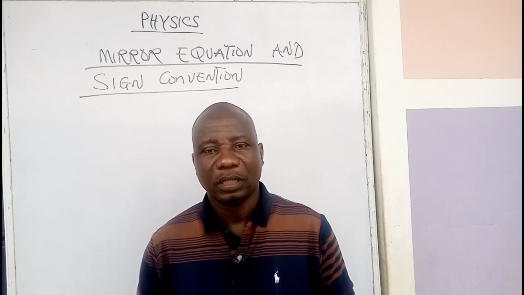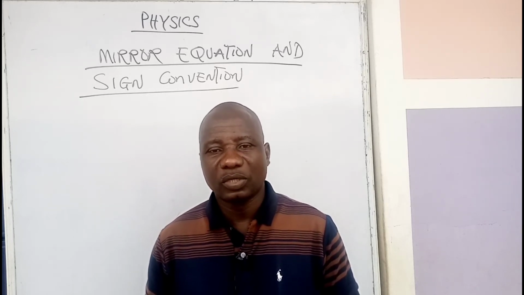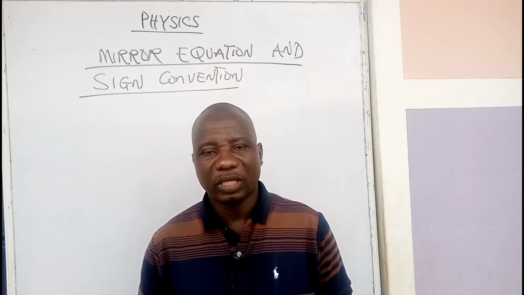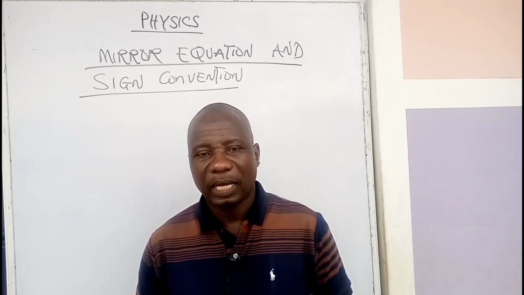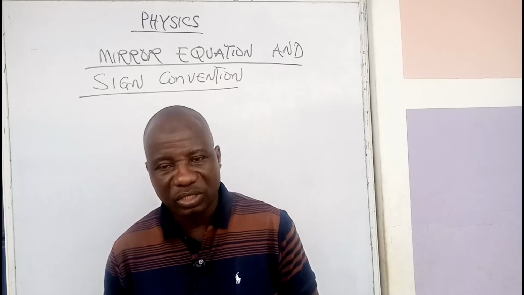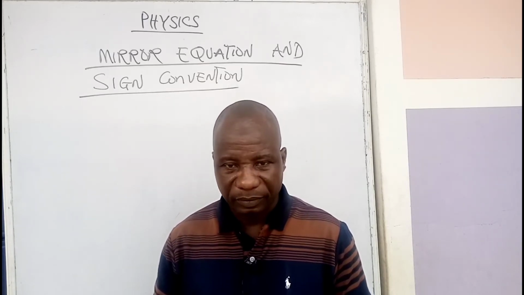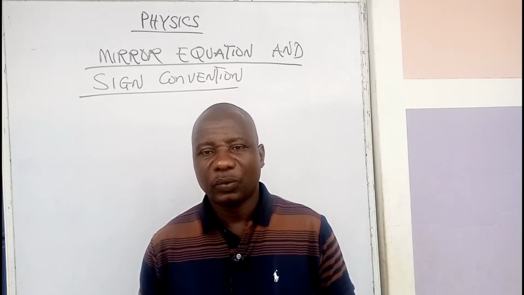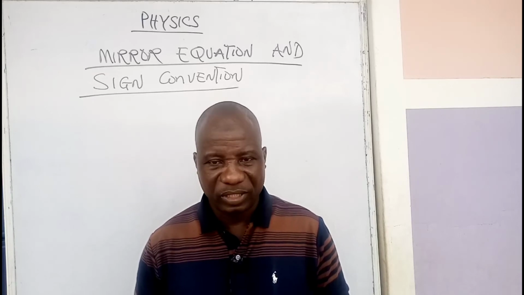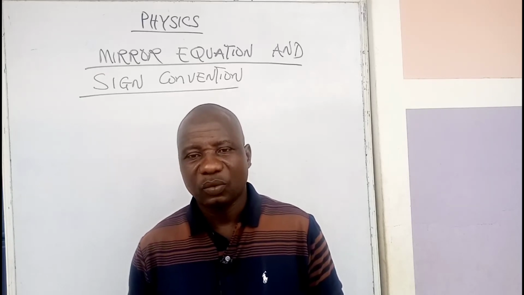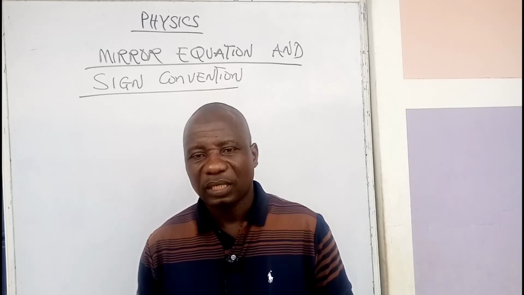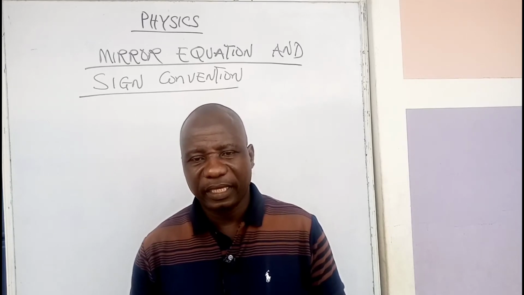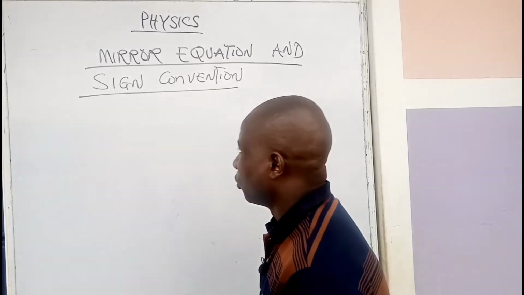In today's class, we want to continue from our last episode where we started talking about mirror and where we went further to discuss about the ray diagram. And we said in the ray diagram we have the application where we use the ray diagram to solve some questions. Now in today's class, we want to see how we can use the mirror's formula as well as the sign convention.